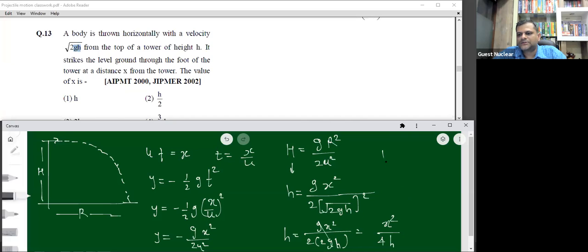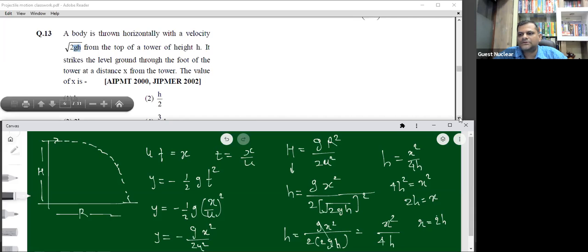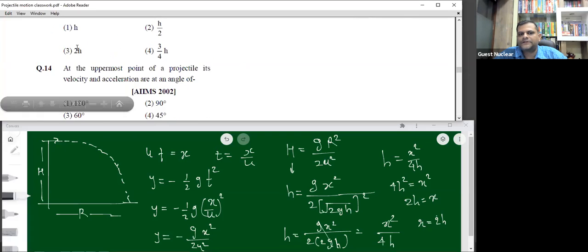and since h is equal to x square by 4h, cross multiplying this we get that 4h square is equal to x square, which means 2h is equal to x, taking the square root on both sides. Hence we get that x is going to be equal to 2h as a final answer, which is already there in option number 3 here. Just check.